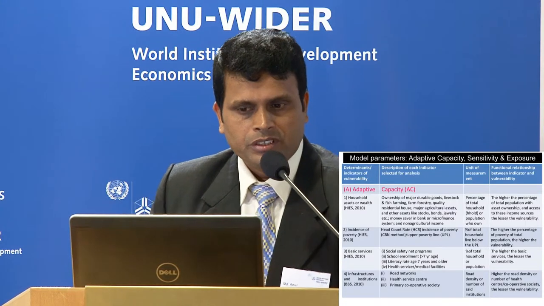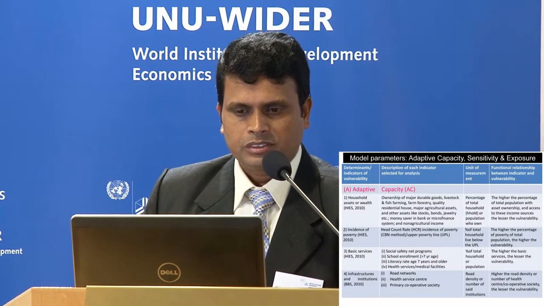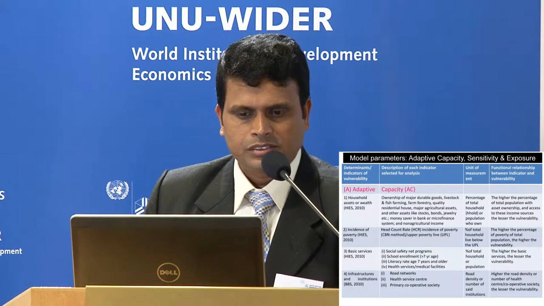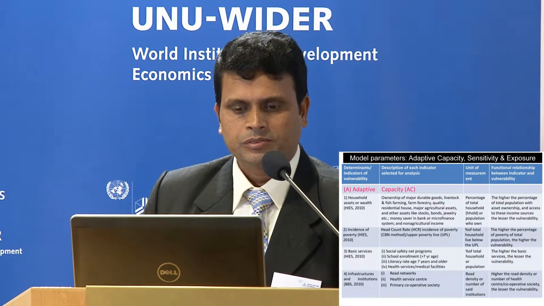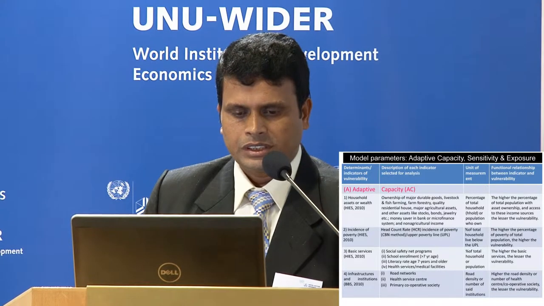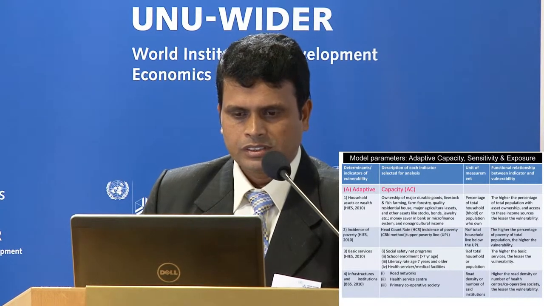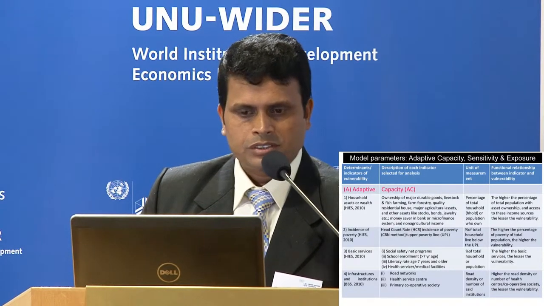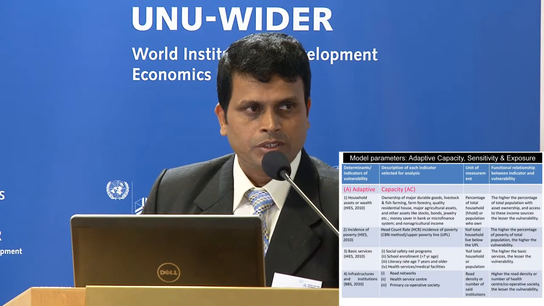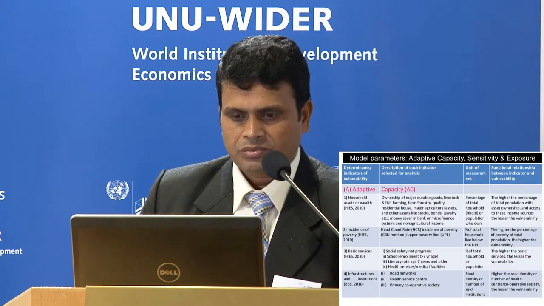Here are the model parameters, for example, household assets, incidence of poverty, basic services, infrastructure and institutions. These are the parameters for measuring adaptive capacity of the household.